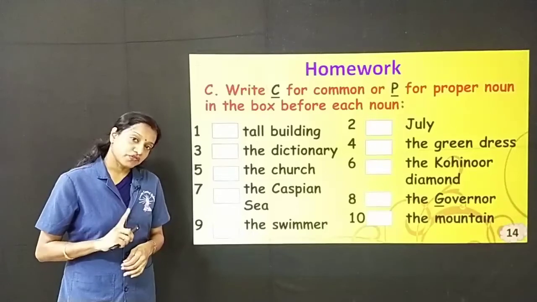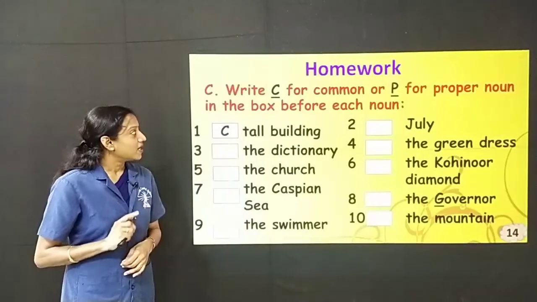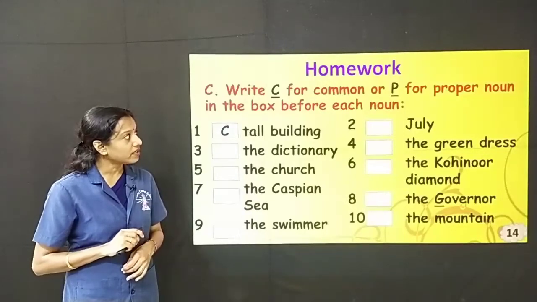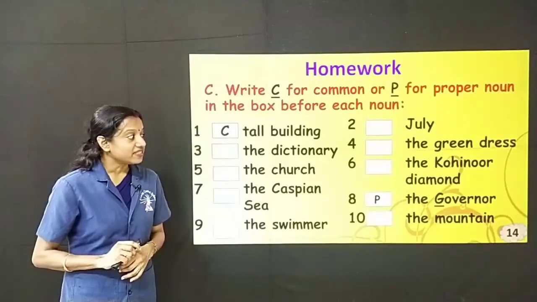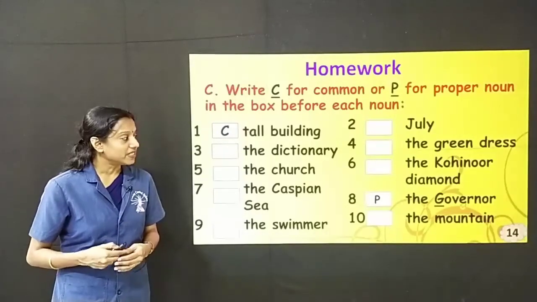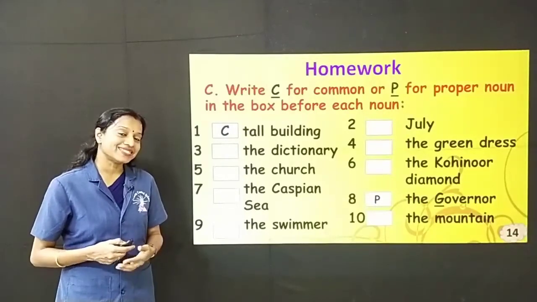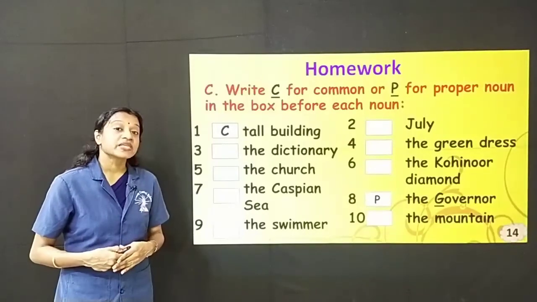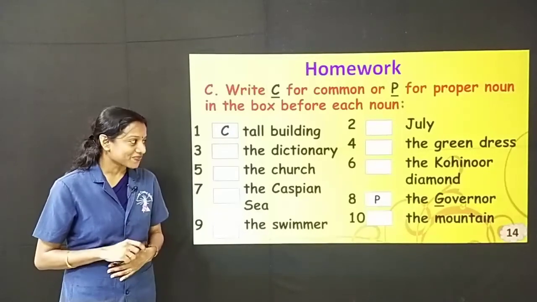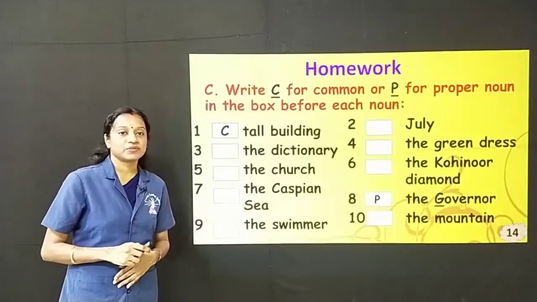So children, I am going to do one of common noun and one of proper noun. Let me see which one I am going to choose. Okay, a tall building, that is a common noun, so I have written it as C. And let me see which one is the proper noun. The governor, G begins with a capital letter. So any words that begin with a capital letter will be a proper noun, but you have to be careful. If it begins with a capital letter, it should be a proper noun, but sometimes even a common noun begins a sentence, so that might be confusing. So just be careful. So P, proper noun, number 8 will be P.